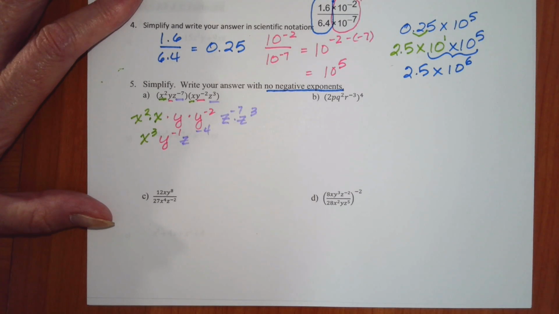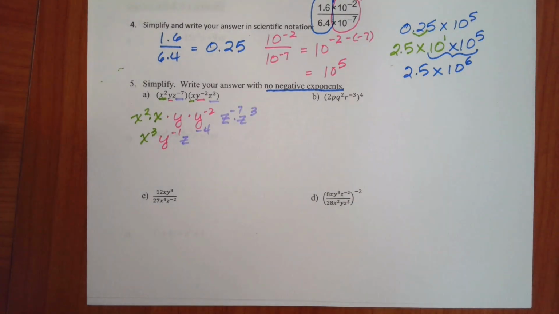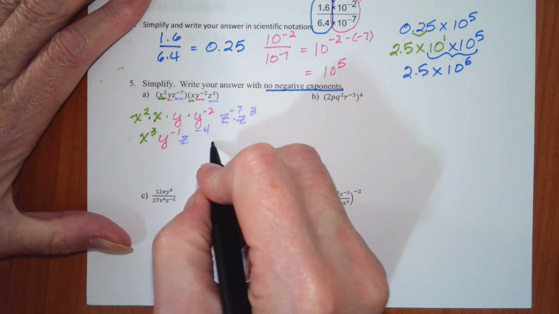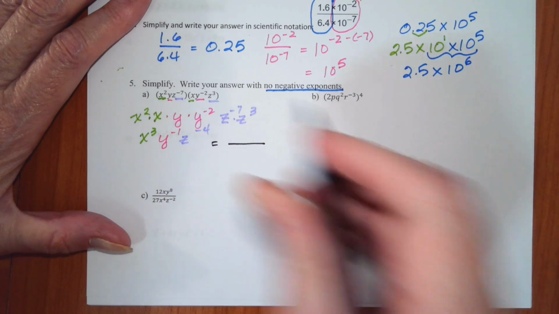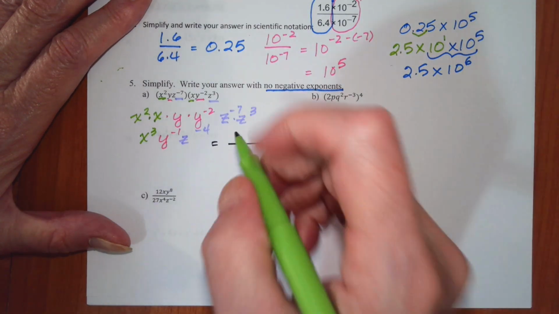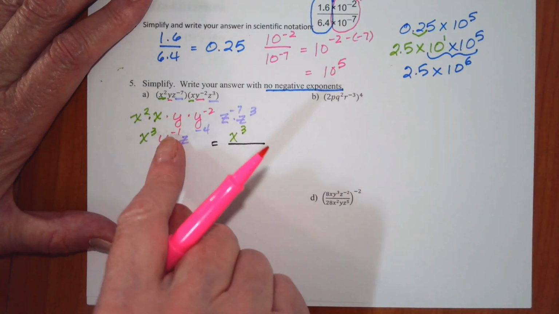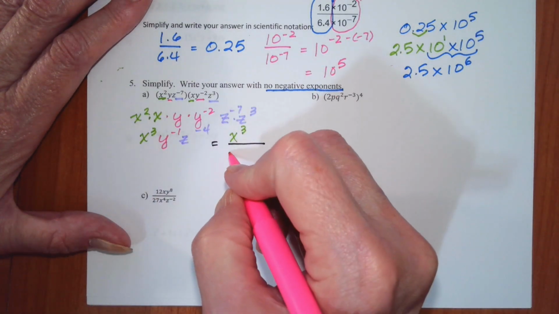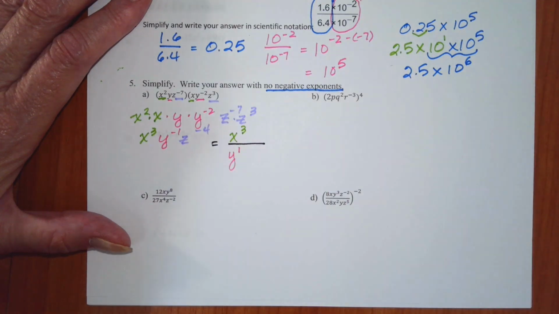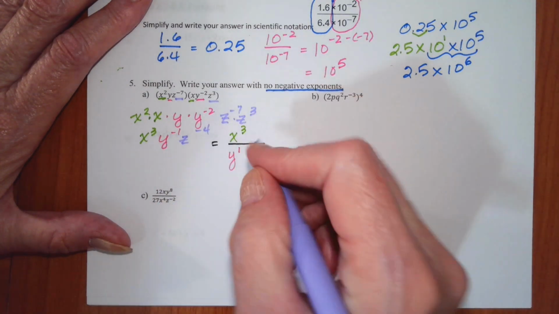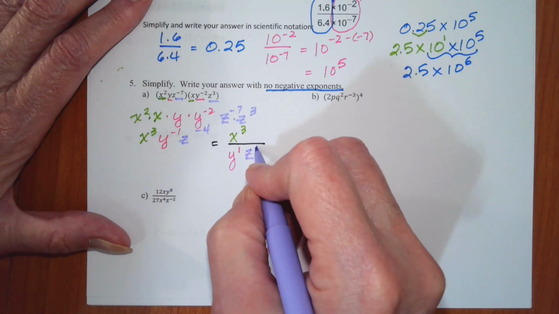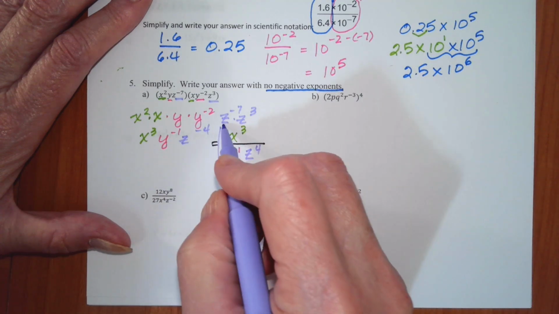So now I have to take care of the whole negative exponent thing. If it's negative in the numerator, it moves to the denominator and vice versa. So my x to the third can stay where it is. My y to the negative 1 has to move down here as y to the positive 1, and my z to the negative 4, to make it positive, goes in the denominator. And there's my final answer.